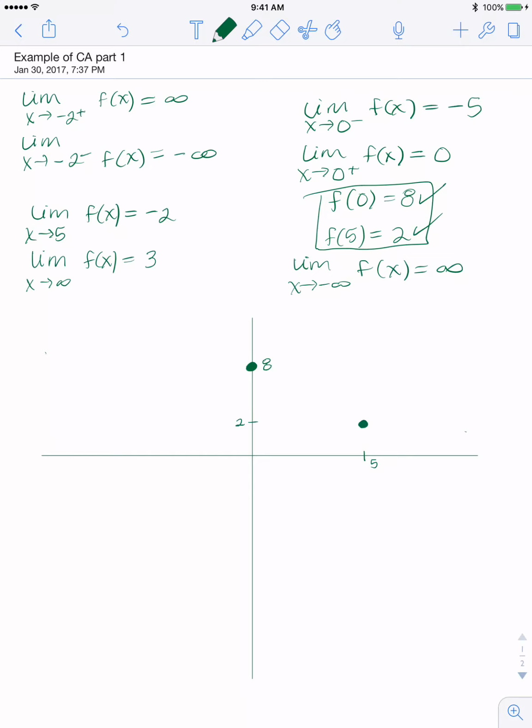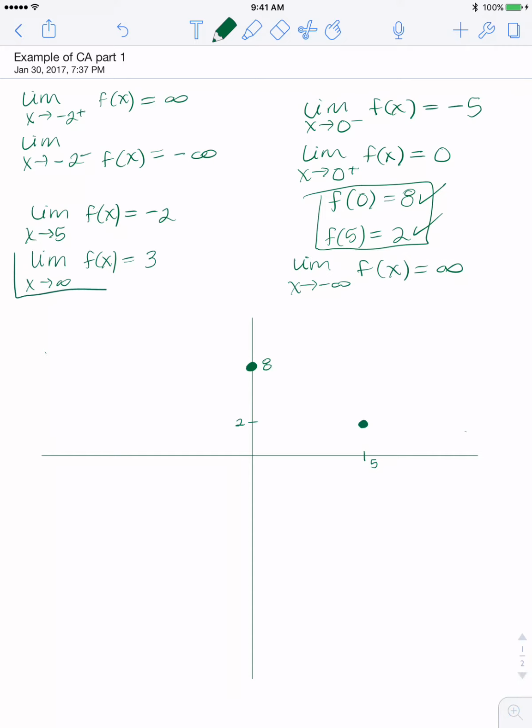The next thing I want to do is figure out where my asymptotes are. So if we start with the horizontal asymptotes, we know that if your outputs are approaching a number as your inputs are approaching plus or minus infinity, then you'll have a horizontal asymptote. And that's just by the definition that we were given earlier about horizontal asymptotes. So I'll look through these properties and see if any of those limits describe that.